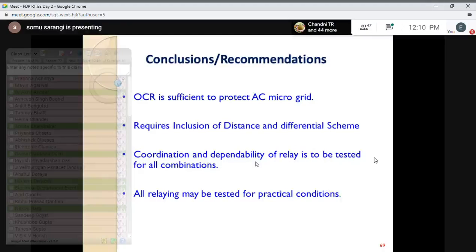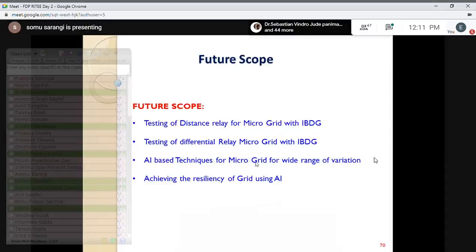So this OCR may require inclusion of a distance and a differential scheme, but it will increase the cost of the system, and the coordination and dependability of the relay have to be tested for all combinations. All the relays may be tested for practical conditions.